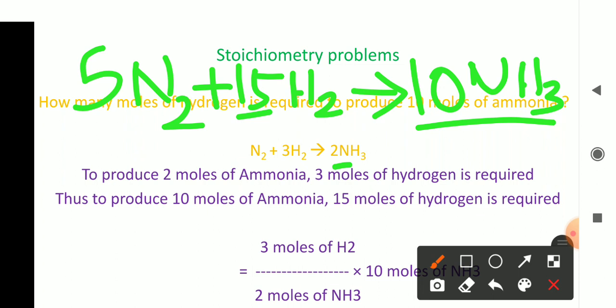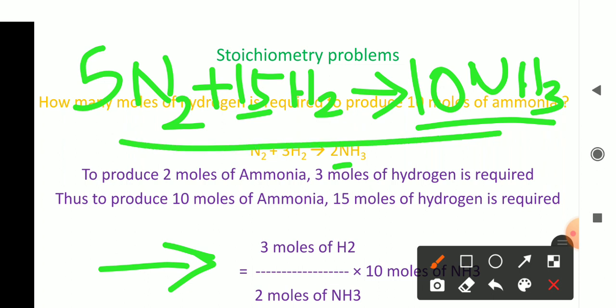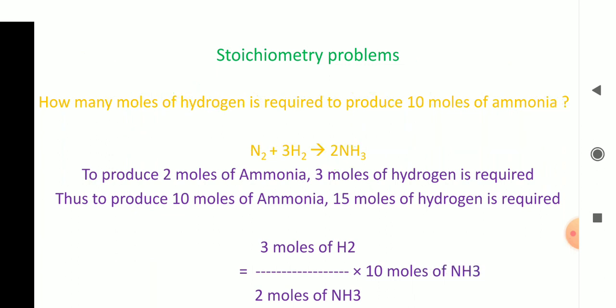Just if we think, we can answer it. This is the normal calculation, but this is the short trick. The place of 2 has to be replaced by 10 by multiplying the entire equation by 5. Okay, so with this, the stoichiometry problem is over.